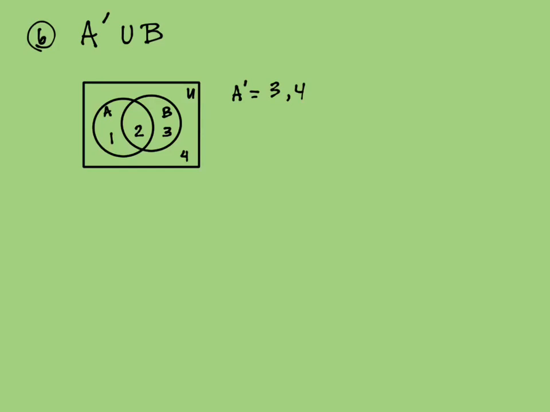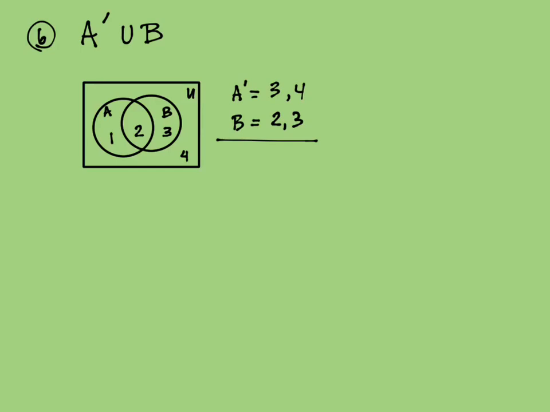The next one is B, and it's not B complement, it's actually B. So what numbers are actually in B? 2 and 3. I've done each of the individual pieces, and now I'm going to join them together with the symbol between. What is that symbol that's between? It's U. What does U stand for? Union. This U is union.